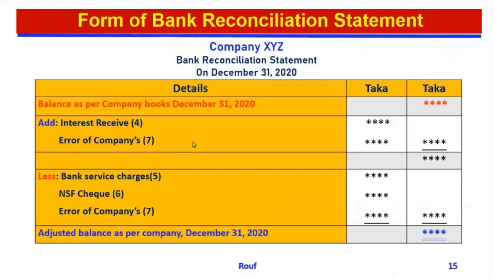These are the four types of items included in bank reconciliation statement for preparing the adjusted balance as per company December 31st, 2020.